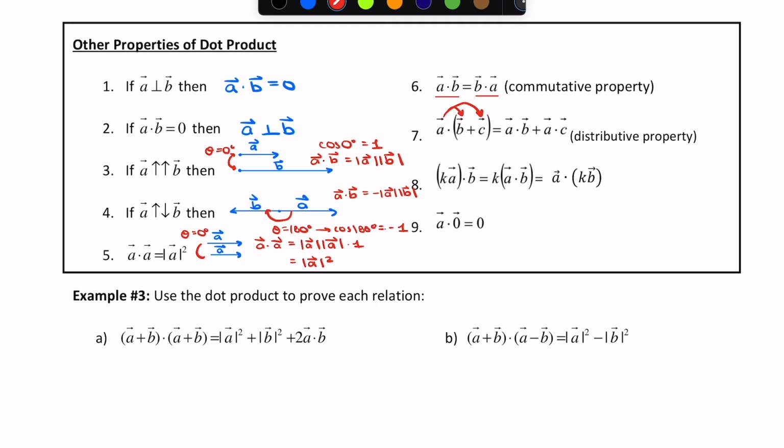Here, if we have a scalar quantity k multiplied by vector A dot vector B, again, we can also write it as k, the scalar, times vector A dot vector B, or we can also write it as the vector A dot the scalar times vector B. And finally, the last property here is vector A dot 0 is equal to 0.